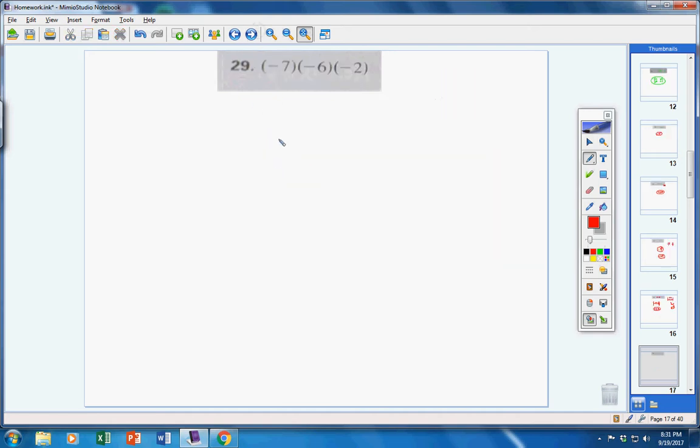Alright? Number 29. A negative times a negative is positive. 7 times 6 is 42. Times a negative 2. A positive times a negative is negative, and 42 times 2 is 84. Okay? So your answer is negative 84.